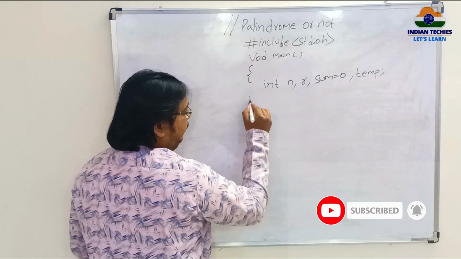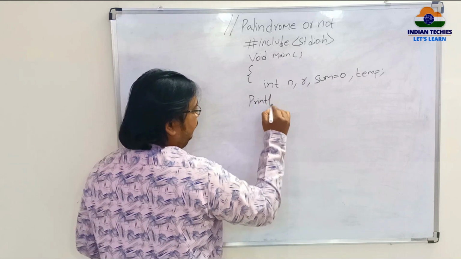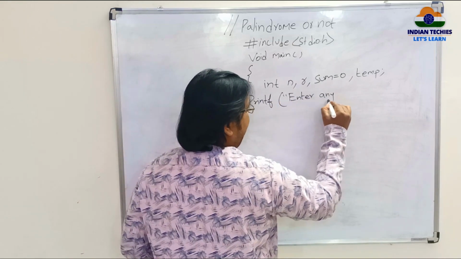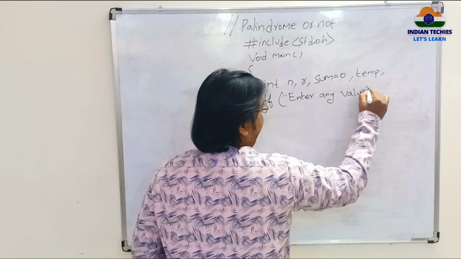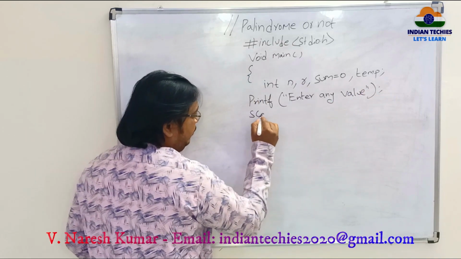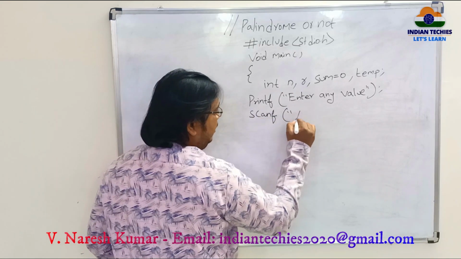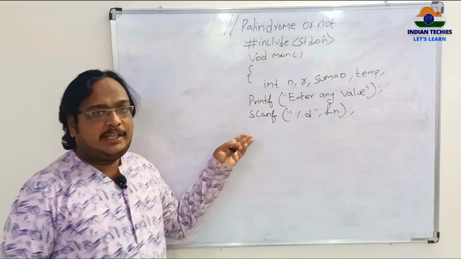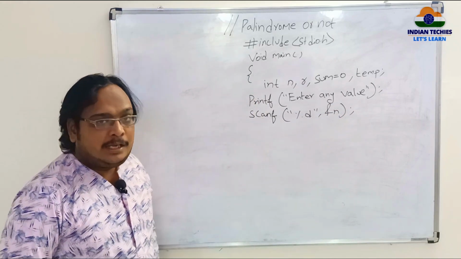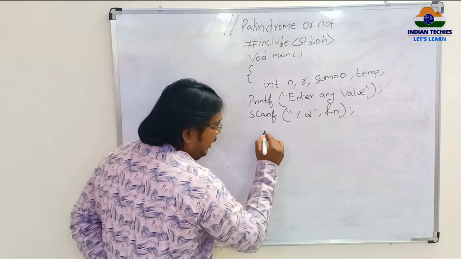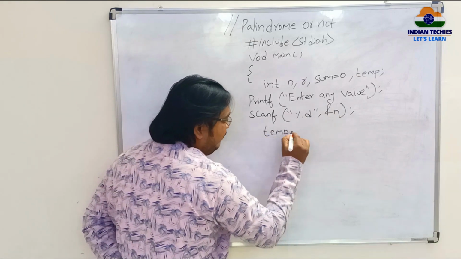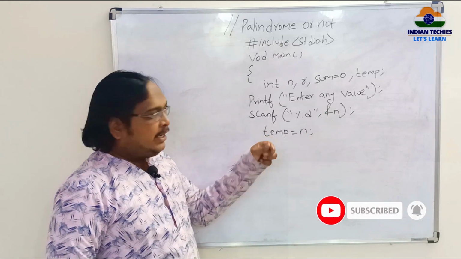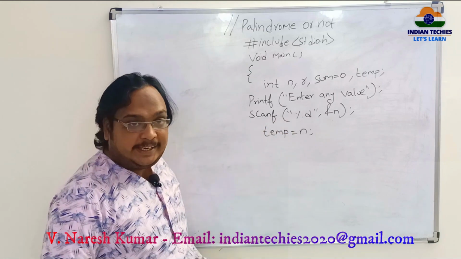So first, printf enter any value. Next, for that you have to take the input, that is scanf %d ampersand n. Now I have taken the input for the given number n. Whatever input I have given, I am storing a copy of that n value in another variable called temp. Why I am keeping this input again in temp, you will understand later.